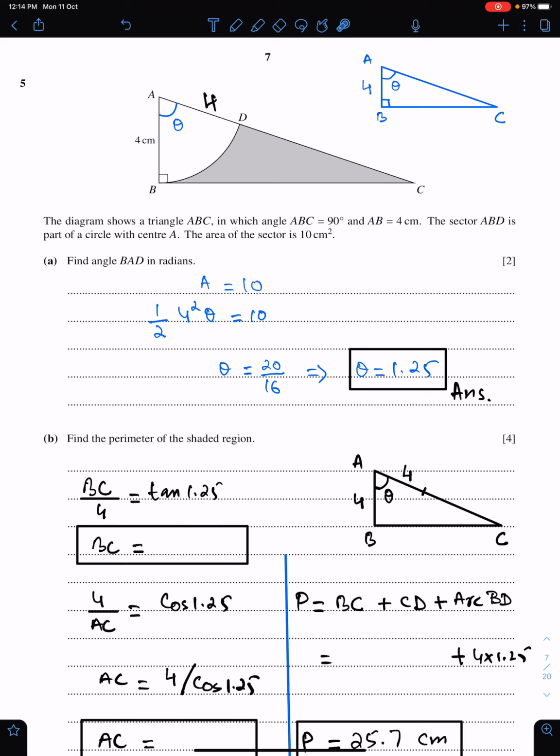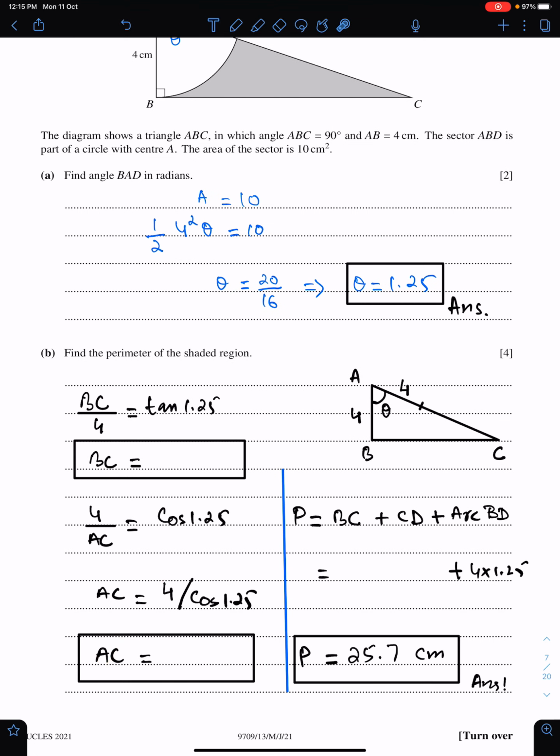By using tan in this triangle, we can get BC. So tan theta is BC upon 4, and theta is 1.25. So we have got the length of BC. Now we need the length of AC. For that we need to use cos in this triangle. When we use cos in this triangle, we'll get the length of AC. So after getting these two lengths, we can easily get this length, DC. DC is AC minus 4.